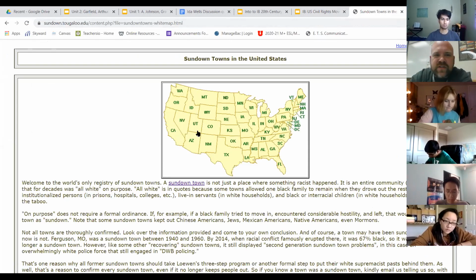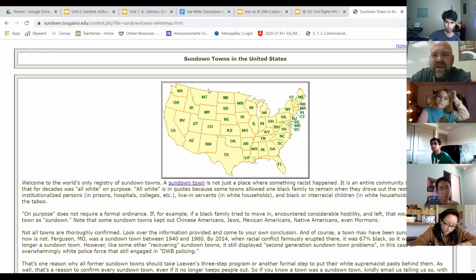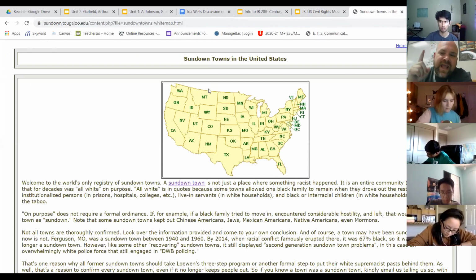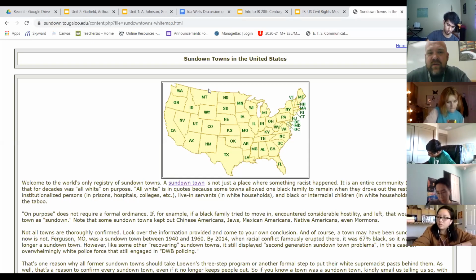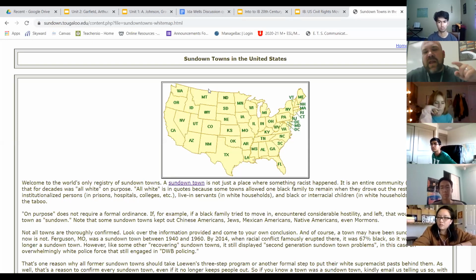Okay. All right. So a sundown town. You guys see this map on your screen, right? Okay. So a sundown town is a town that is purposefully kept white and enforced by violence. Purposefully kept white and enforced by violence. Okay, so what that means is, in most cases, you call it a sundown town because if a black person is in the town after sundown, they get murdered.